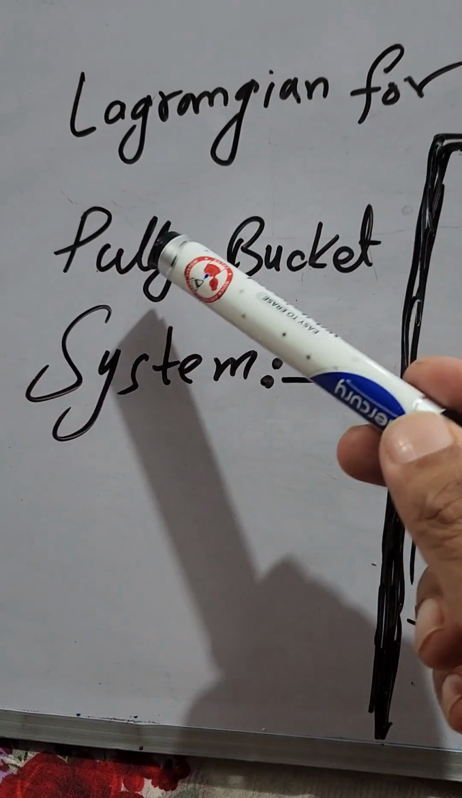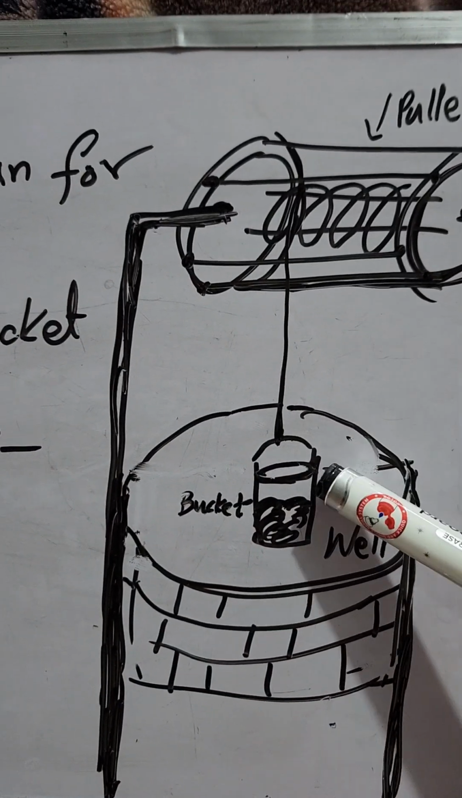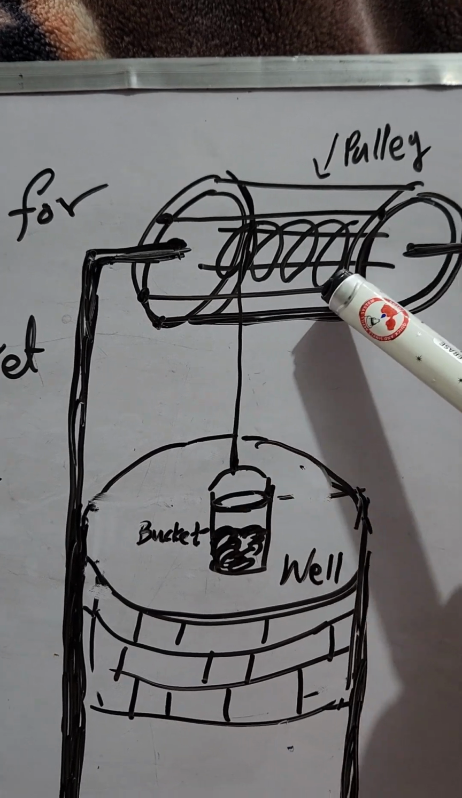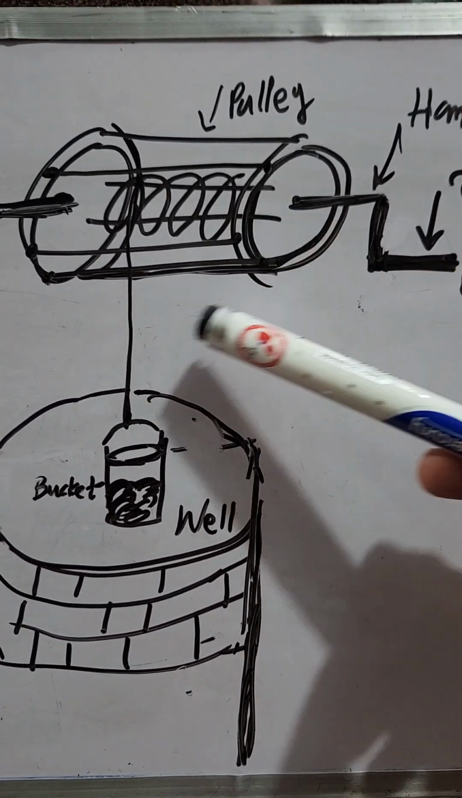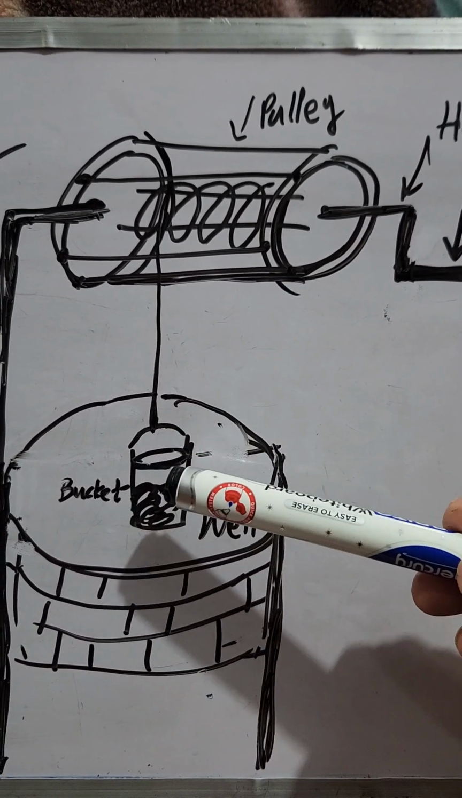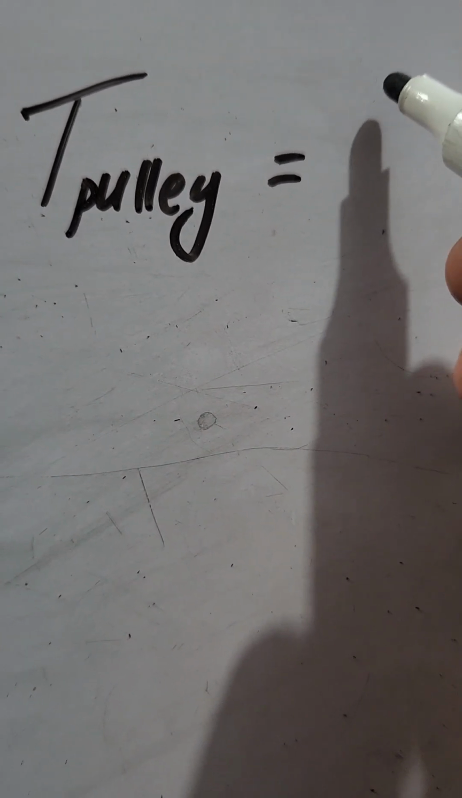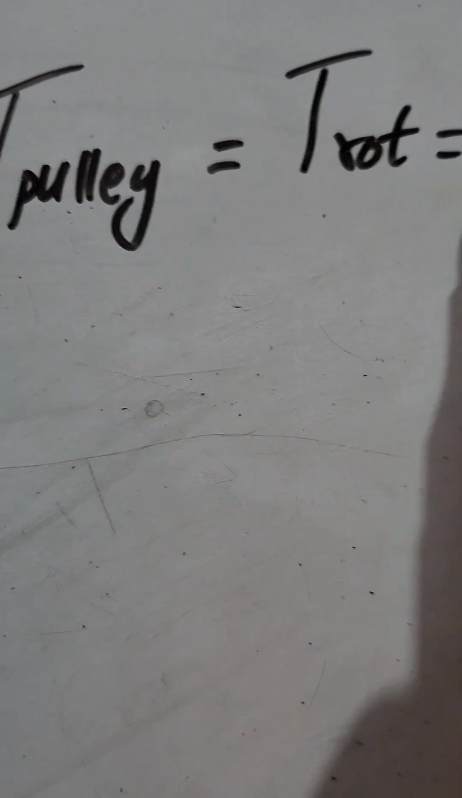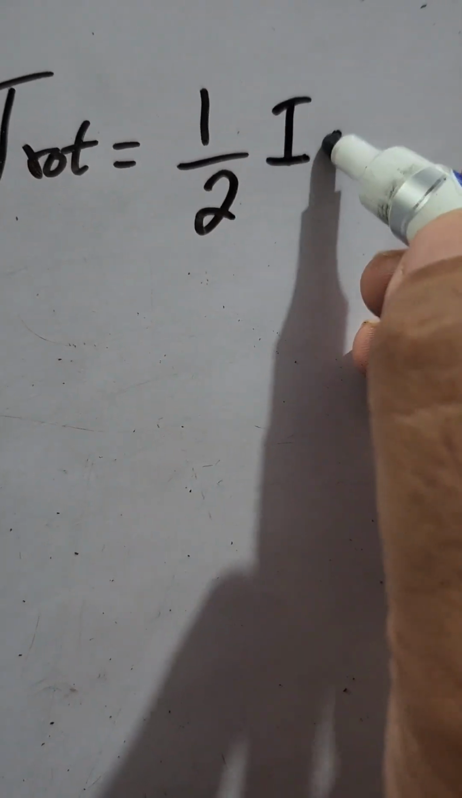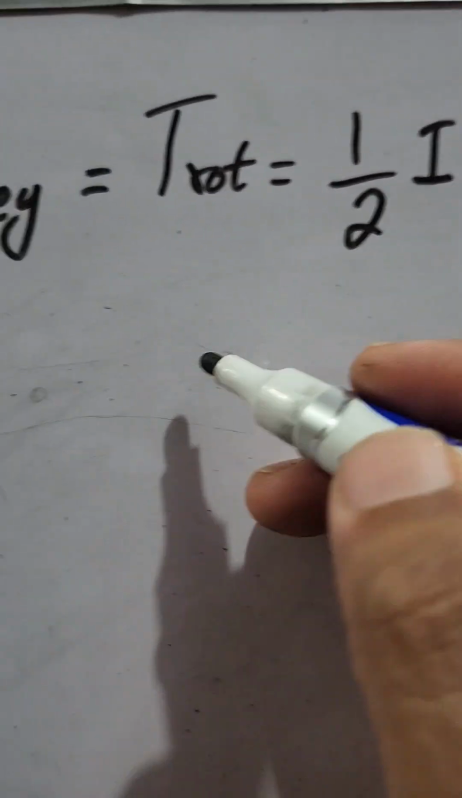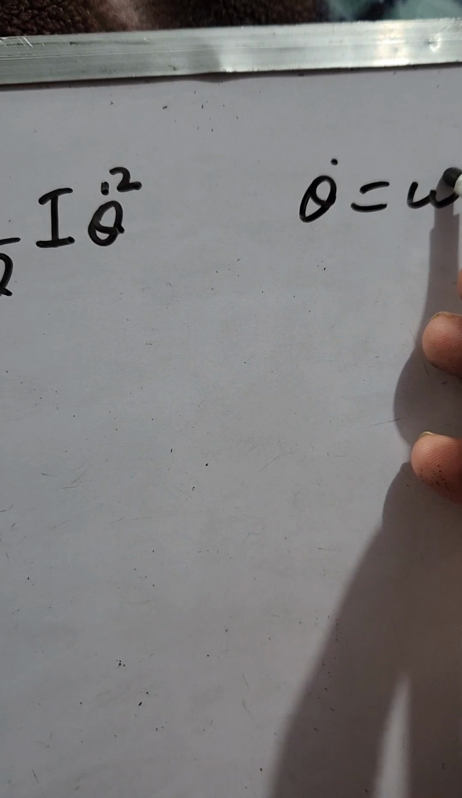We want to find the Lagrangian for the pulley-bucket system. In this figure, there is a bucket attached with a rope, and there is a handle to move this pulley to bring water out of the well. As the pulley is rotating using the handle, its kinetic energy is rotational kinetic energy, which is half I theta dot square, where theta dot is omega, the angular frequency.